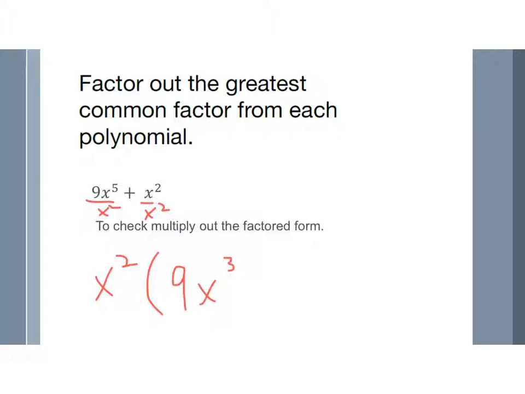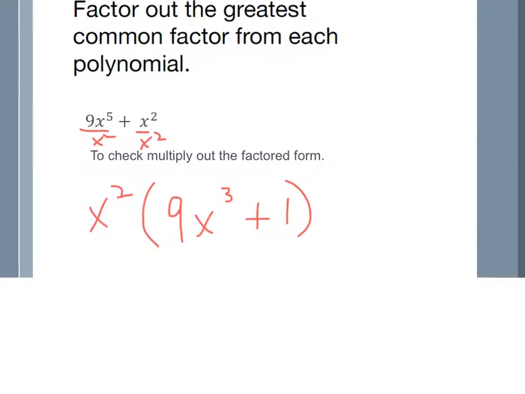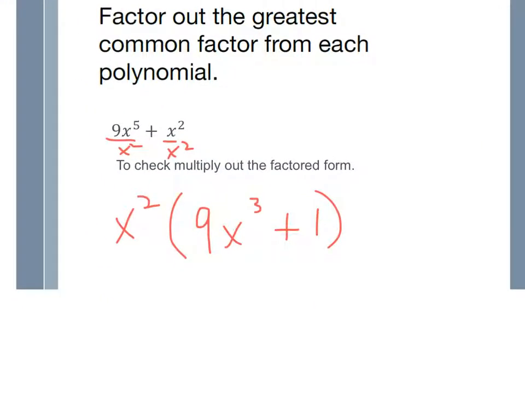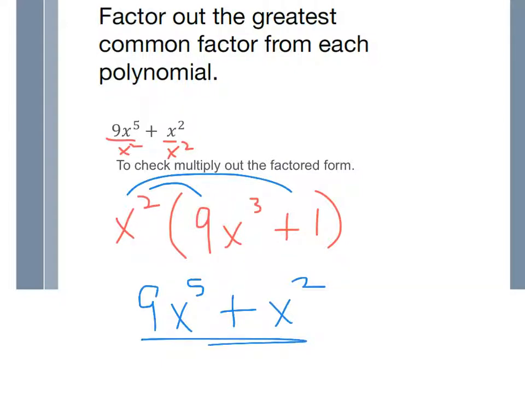What's x squared divided by x squared? 1. Good. A lot of people think, oh, it cancels out. But anything divided by itself is 1. Now, if I were to go back and want to double check my answer, I could distribute this, and it will go back to 9x to the 5th plus x squared. Again, you don't need to show the distributing back. Your final answer here is in red.